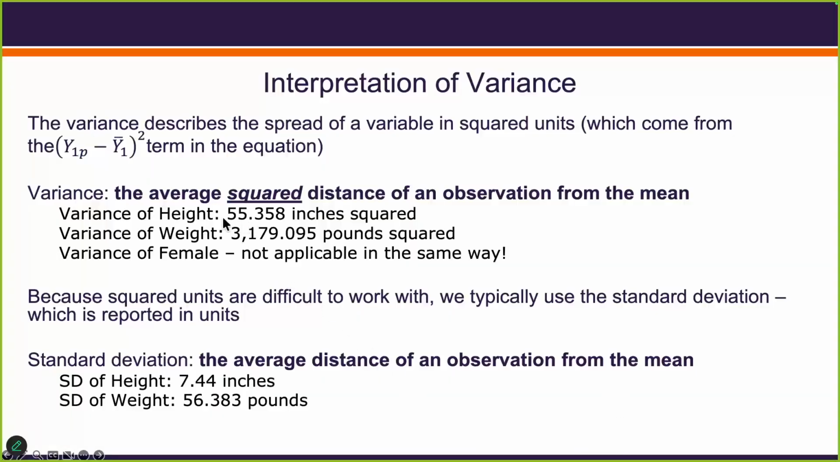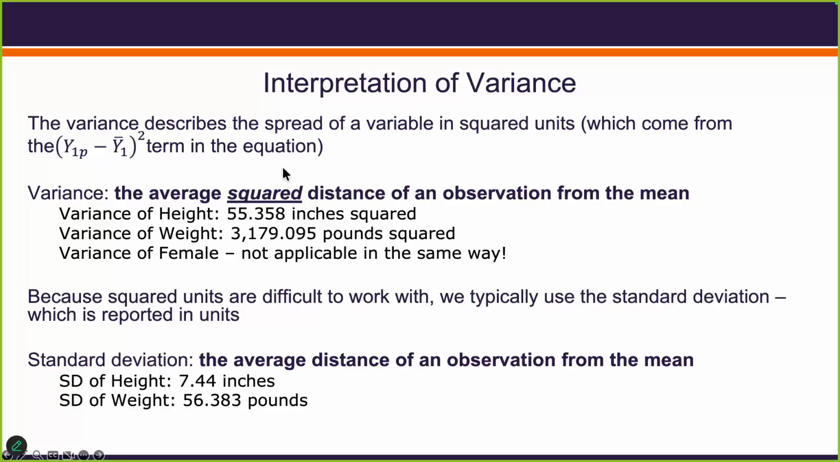So the variance of height is 55.358 inches squared. The variance of weight is 3,179 pounds squared. And then the variance of the female variable, again, I coded 1 as female, so that's why I'm calling it that instead of sex. It's not applicable in the same way because it is a binary variable, so it doesn't really function the same way. So variance to me is how far off the average squared distance is.